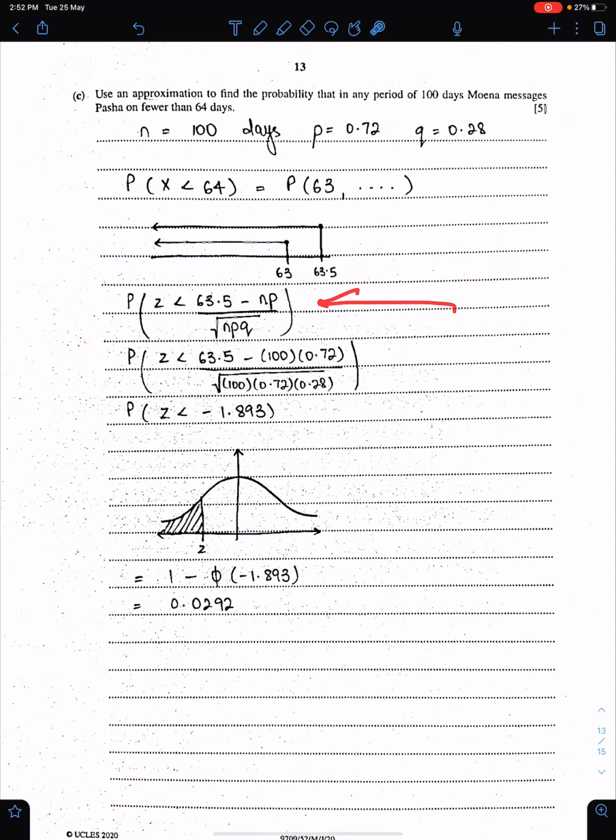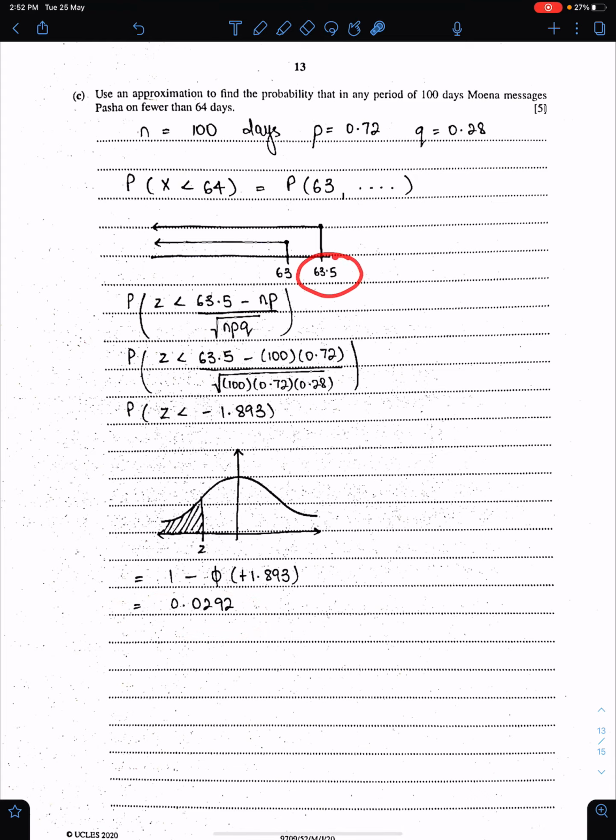This is the way we do normal approximation. n is 100, p is 0.72. This is also here, npq. And we need this probability. This is 1 minus, this is the small area. So 1 minus 5, 1.893. And you can find this number in your calculator or in the table. The answer is 0.0292.